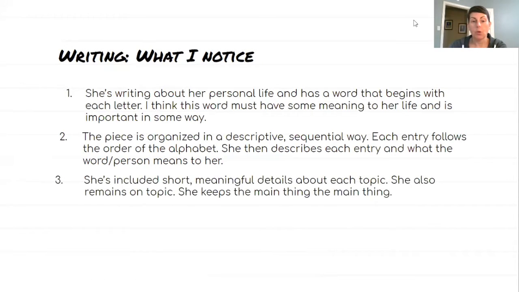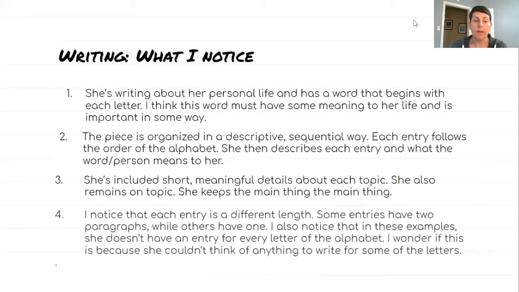Third, she's included short, meaningful details about each topic. She also remains on topic. She keeps the main thing. And then lastly, I noticed that each entry is a different length. Some entries have 2 paragraphs, while others have 1. I also noticed that in these examples, she doesn't have an entry for every letter of the alphabet. I wonder if this is because she couldn't think of anything to write for some of the letters.